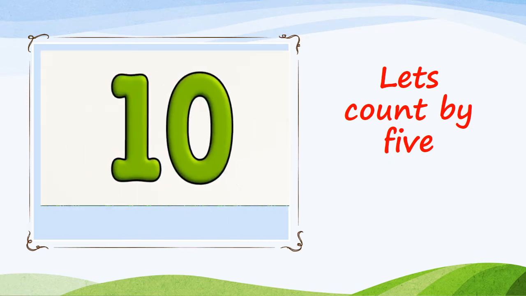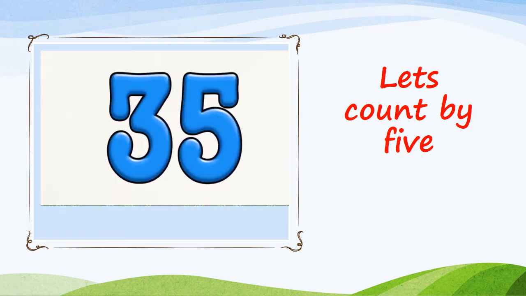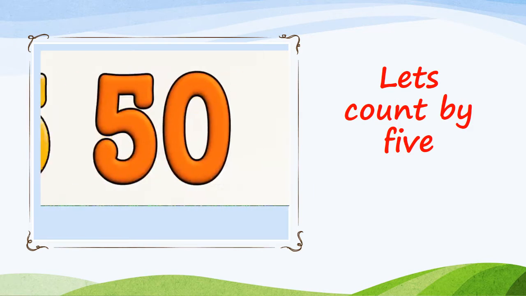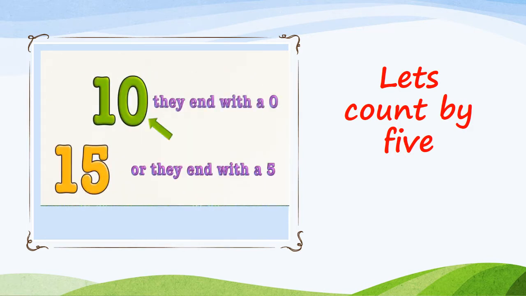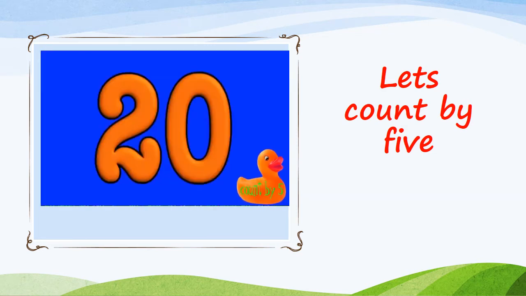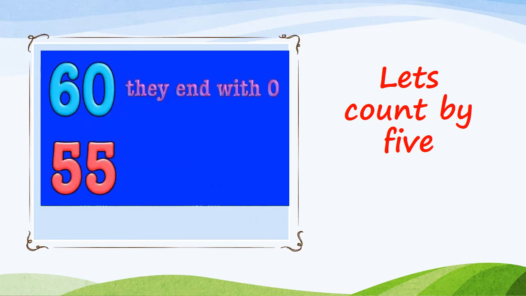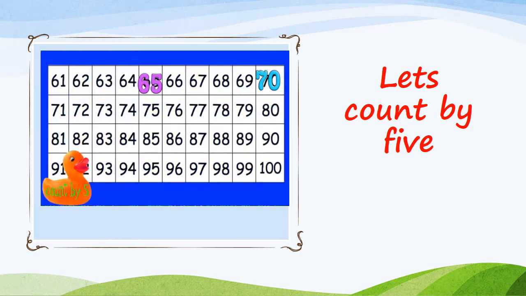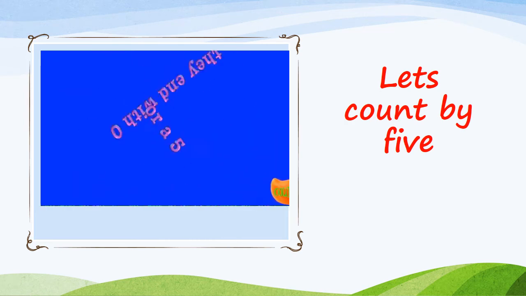5, 10, 15, 20, 25, 30, 35, 40, 45, 50, 55, 60. They end with a 0 or they end with a 5. I think you can say your fives faster than that. Let's try this one. 5, 10, 15, 20, 25, 30, 35, 40, 45, 50, 55, 60. Then with a 0 or a 5. 65, 70, 75, 80, 85, 90, 95, 100. When you skip, count by 5. Then with a 0 or a 5.